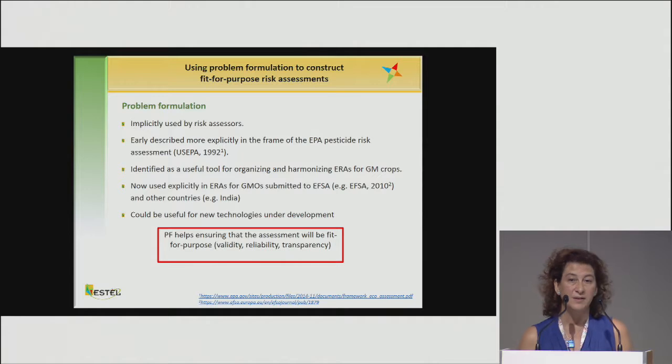And it's something that applicants have to follow when they submit a risk assessment for GMOs. Other countries are also taking this up. It's now in the regulation in India, for example. So it's something that is gathering momentum, and it's being identified as a useful tool. And we think that it might also be useful for new emerging technologies, in that it does help to focus and organize the risk assessment, and it might increase the chance that these risk assessments are fit for purpose.